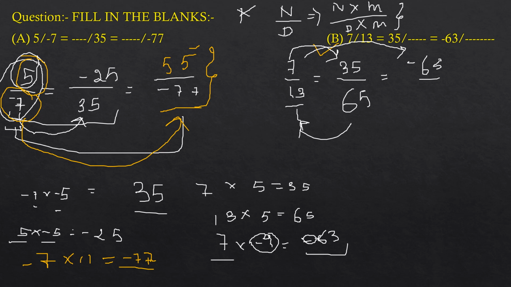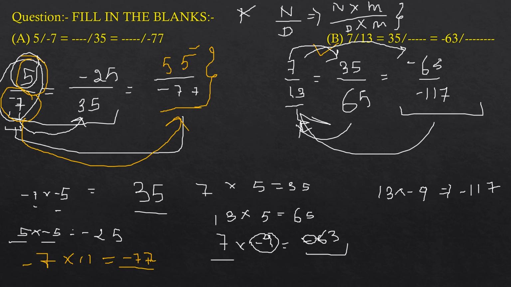So this 13 will also be multiplied by minus 9, and what will it give us? It will give us 117, and it will be negative. So minus 117 will be the answer for this blank space. If we reduce this, we will get positive 7 by 13 again. So this is how we do the fill in the blanks type questions.